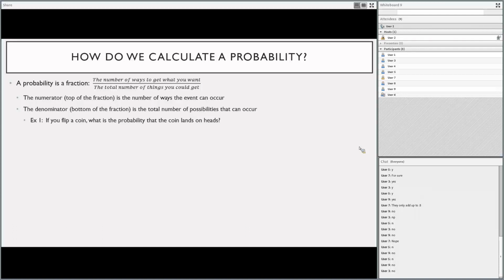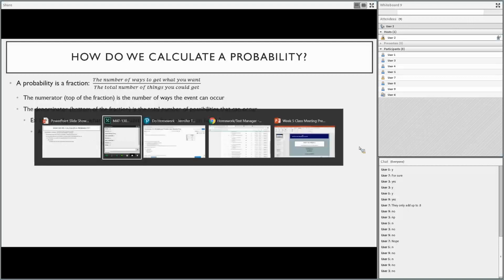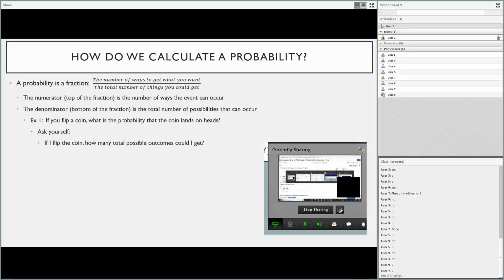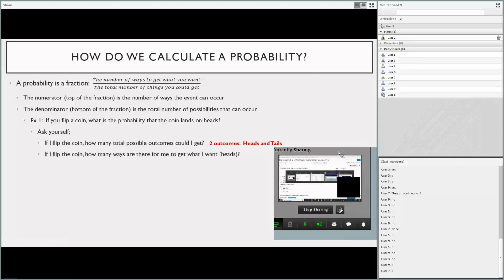So say this is a pretty simple example, but it's just to illustrate the concept. If you flip a coin, we want to know what's the probability that it will land on heads. Now we might already know the answer to this question because it's sort of intuitive, but let's see how we would work through the process mentally on this simple example, because the few questions you would ask yourself on this simple example are the same things you can apply to a larger, more complicated example. So the first thing you want to ask yourself is, okay, if I flip a coin, how many total possible outcomes could I get? I could get 2, right? I could get heads or I could get tails, and that's it. So I have 2 possible outcomes total.